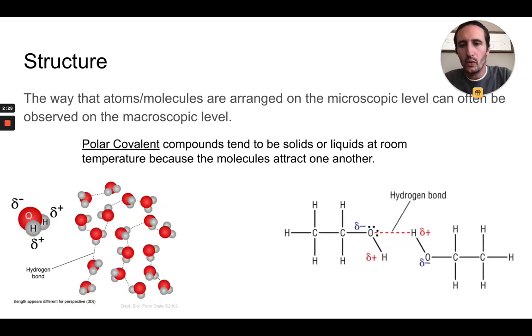So let's talk about polar covalent compounds. These tend to be solids or liquids at room temperature because the molecules attract one another. If we think about water, for example, it's a liquid at room temperature because one molecule of water is attracted to another molecule of water through a hydrogen bond. The same would be true for a substance like ethyl alcohol. That's the image on the bottom right. Ethyl alcohol is C2H6O, and it has a hydrogen bond between one ethyl alcohol molecule and another.